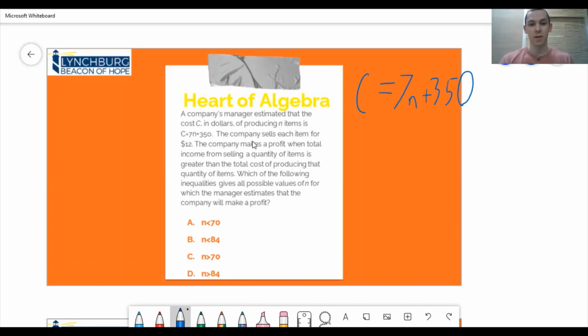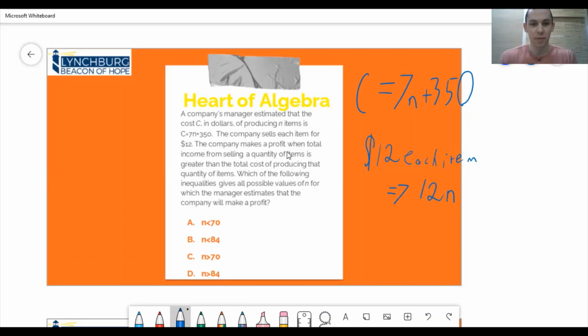Then it tells us that this company sells each item for $12. So we get $12 each item, and we know that the items are represented by this variable N. So we can go ahead and change this to a function of 12N. All right, now before we go any further, I'll read the rest of the problem so we can see what we're going to do with both of these.